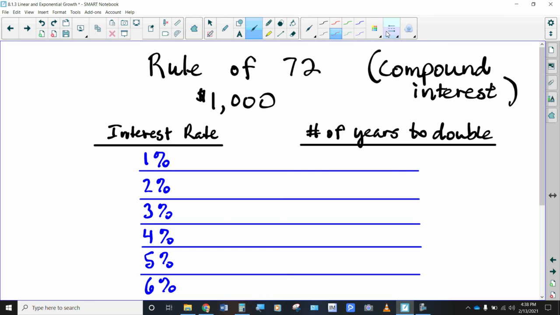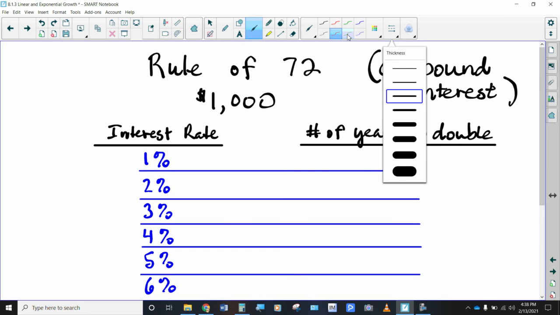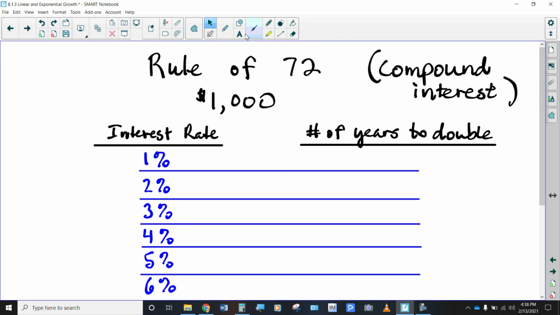I'll do this in green because it's money we're talking about here. So if you take an investment, it's going to double. If it's at 1%, it's going to take 72 years for that investment to double. So if you saved $1,000 in a savings account that paid you 1% using compound interest, in 72 years, it will be worth $2,000.